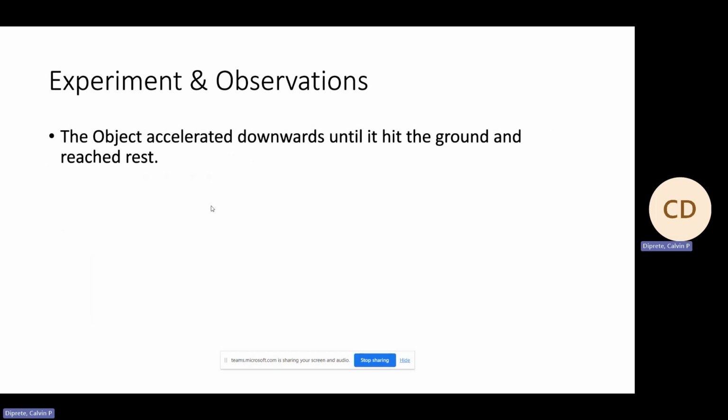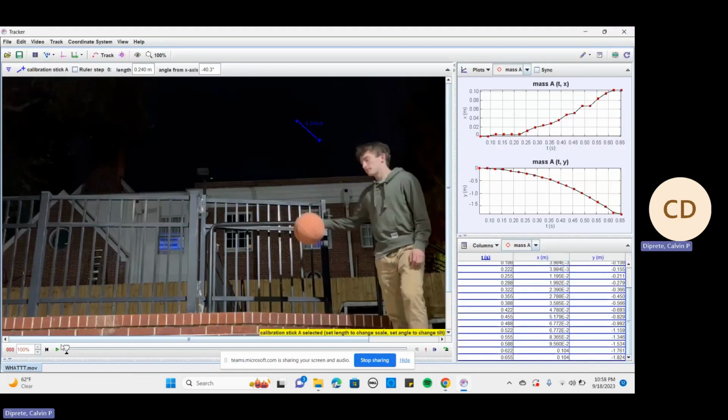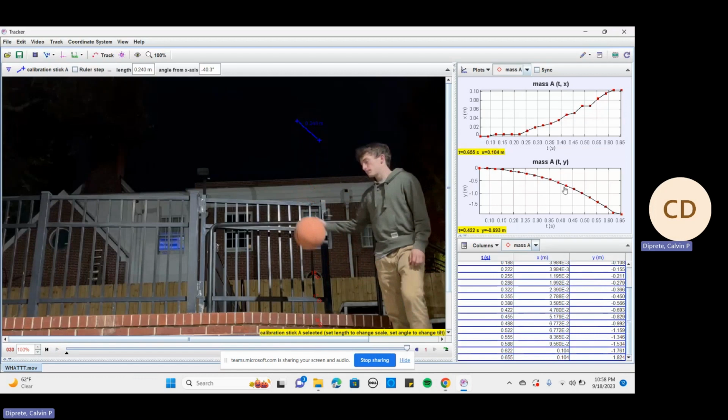Experiment. What I discovered was that the object moves downwards until it hits the ground and reaches rest, which is self-explanatory. But here's the actual video that I used in the tracker. Here are the graphs that complement the chart.